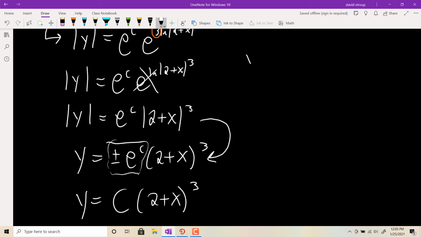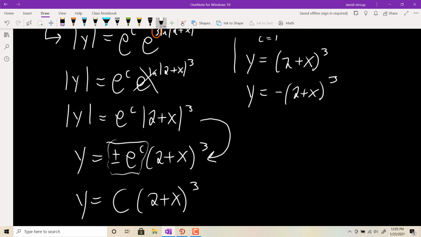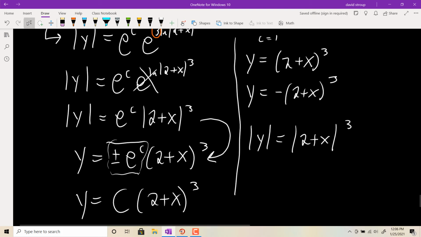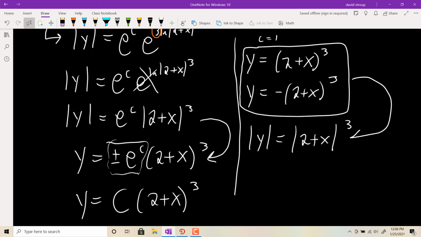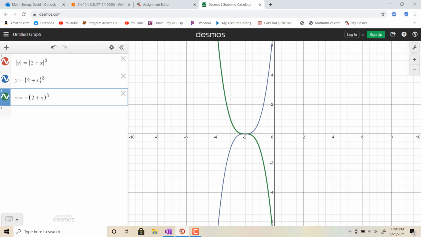Just consider y equals, and let's let c equal 1. Okay, so consider y equals 2 plus x cubed, and y equals negative 2 plus x cubed, and then also the absolute value of y equals the absolute value of 2 plus x cubed. So I just let c equal 1, and I want to prove to you that these two things are basically the same as this. In other words, you could drop all the absolute values and just replace it with a plus or minus. Okay. So you can see it in Desmos.